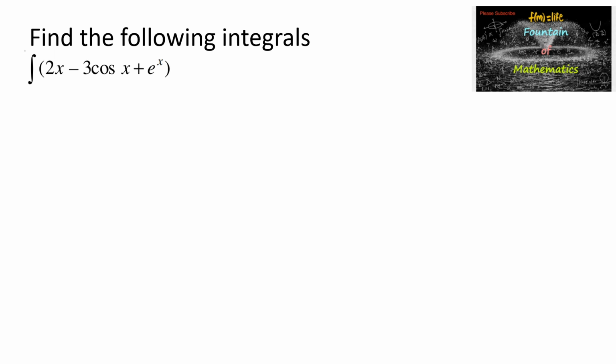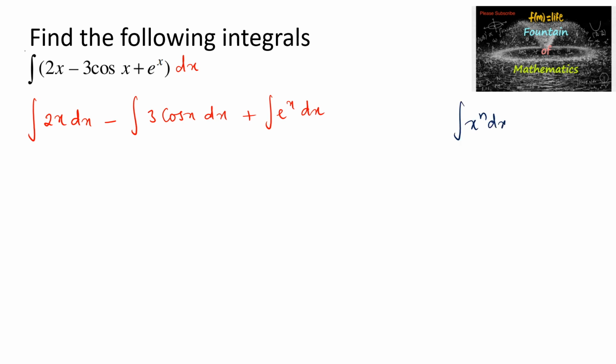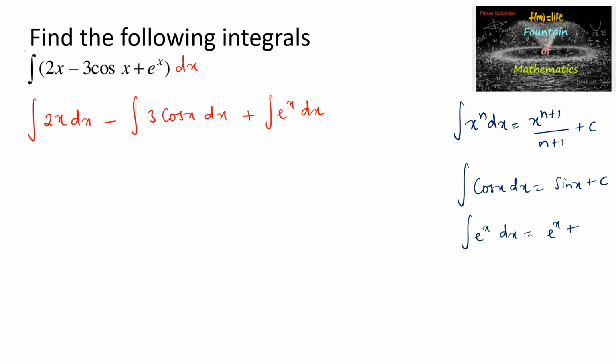Find the integral of 2x minus 3 cos x plus e to the power x dx. So we can write the integral of 2x dx minus the integral of 3 cos x dx plus the integral of e to the power x dx. And we know that the integral of x to the power n dx is equal to x to the power n plus 1 upon n plus 1 plus an integral constant, and the integral of cos x dx is equal to sin x plus an integral constant, and the integral of e to the power x dx is equal to e to the power x plus a constant.